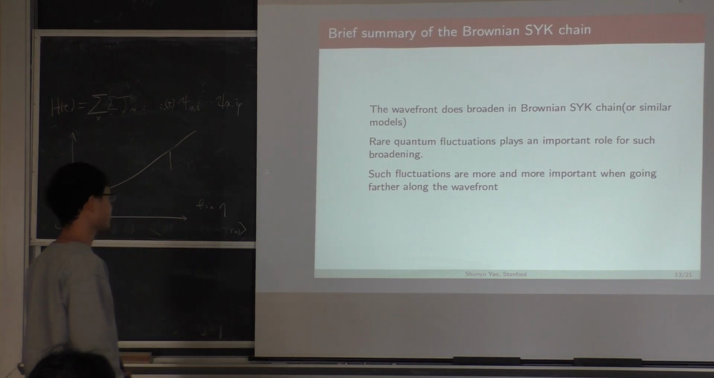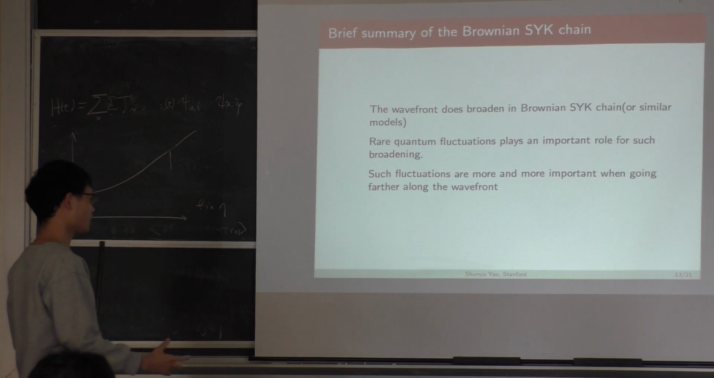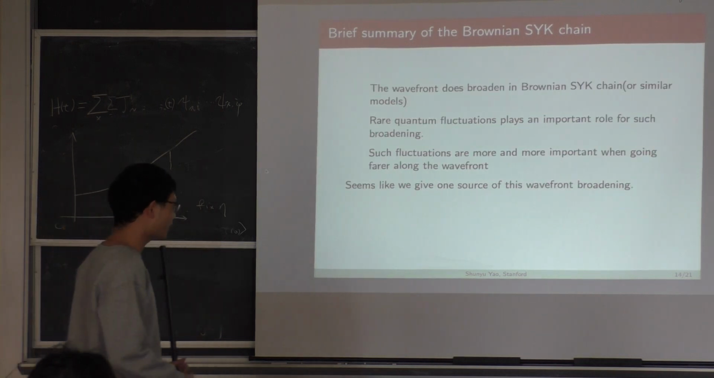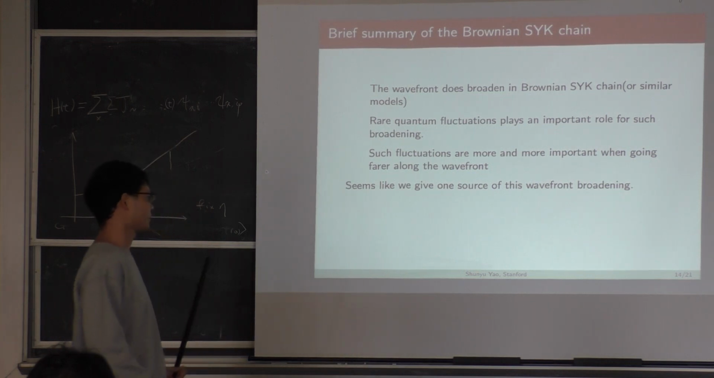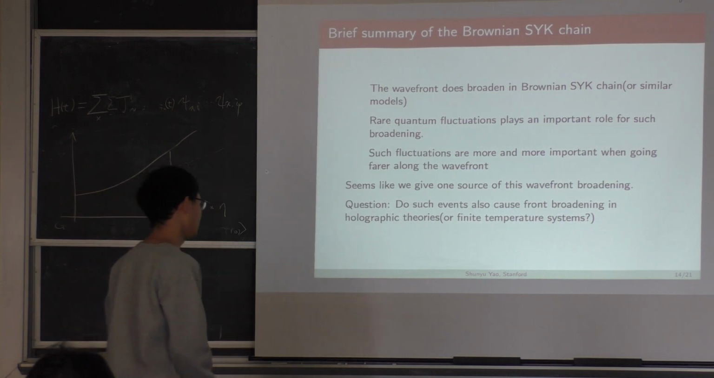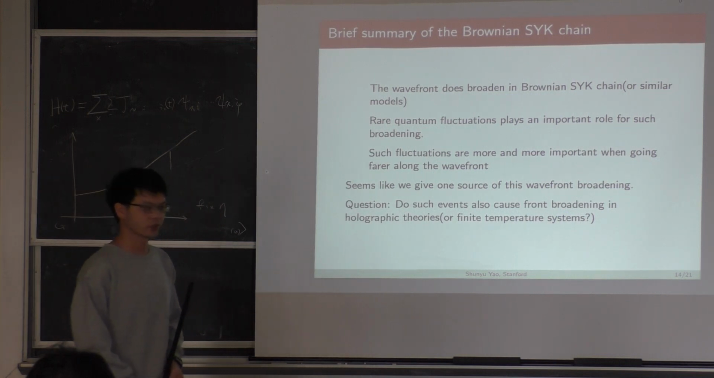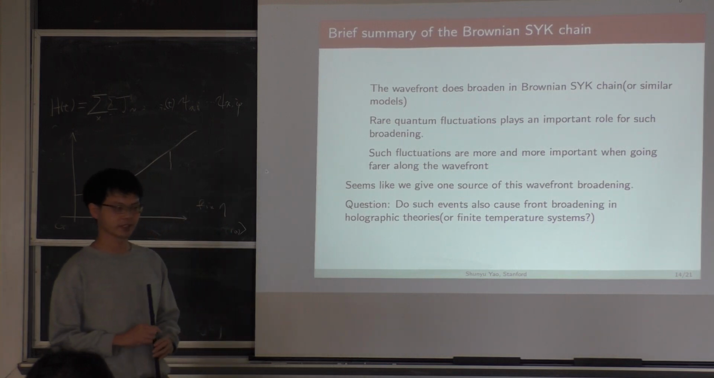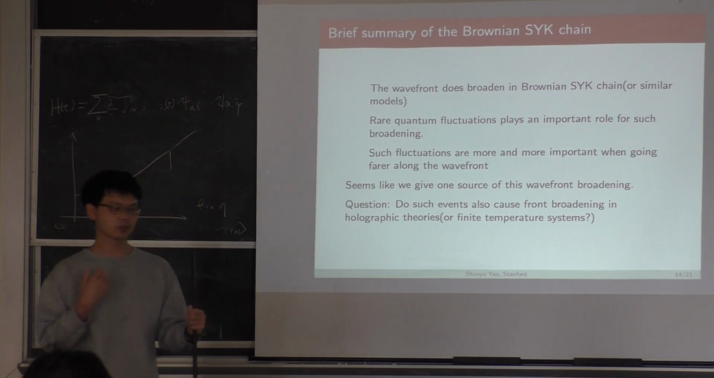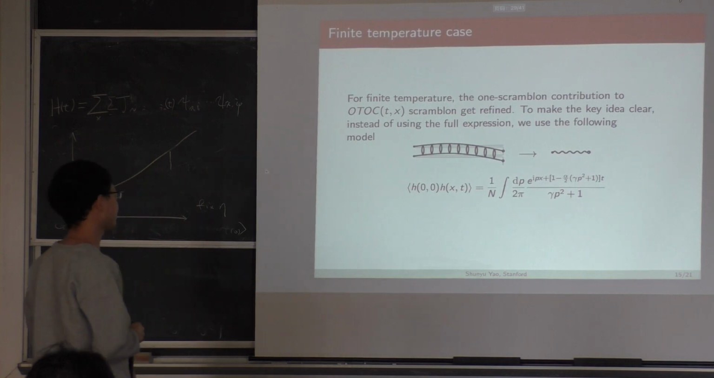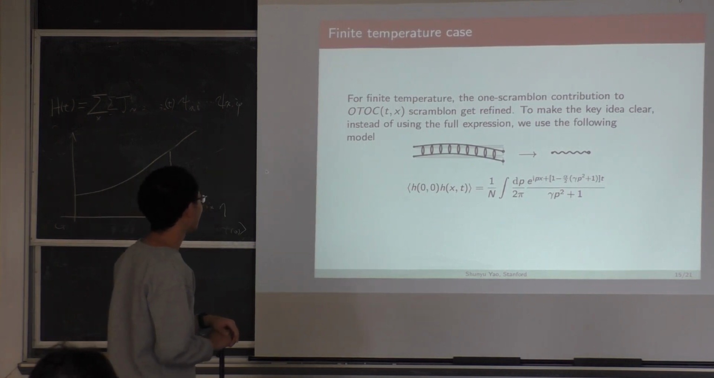But the question to ask: we just talked about how fluctuation is more important when you go further along the wavefront. So we found at least one source for this wavefront problem. But the question is, are such events also important, or also there, in holographic theories or theories that are close to the real world? Okay, so let's try to study that a little bit more.